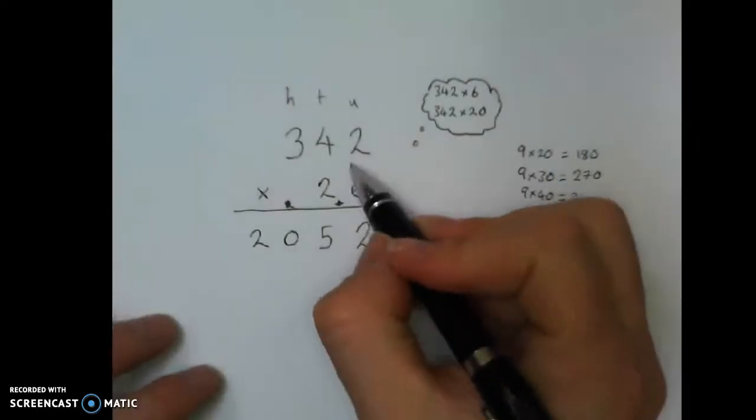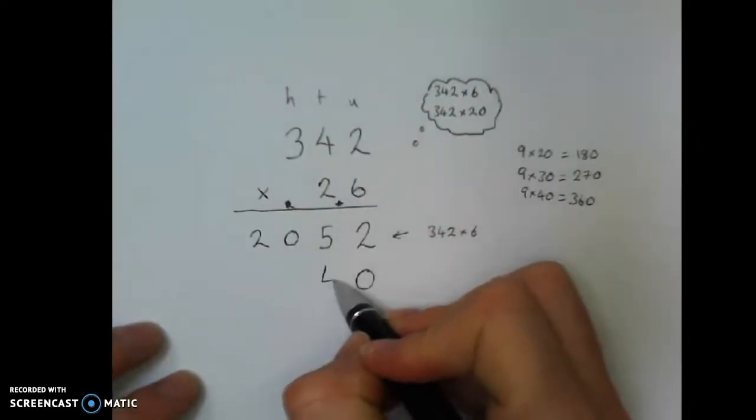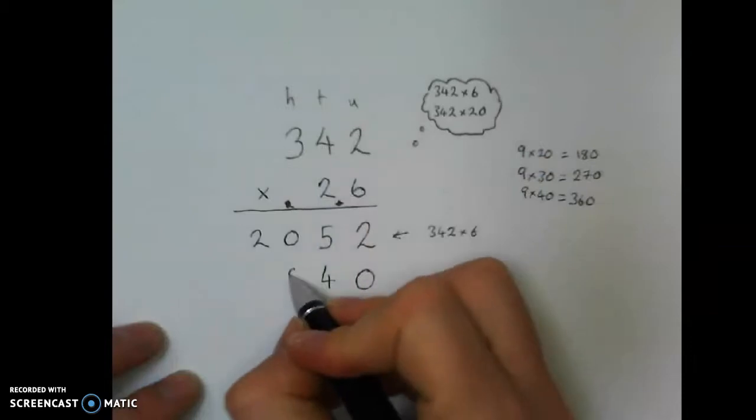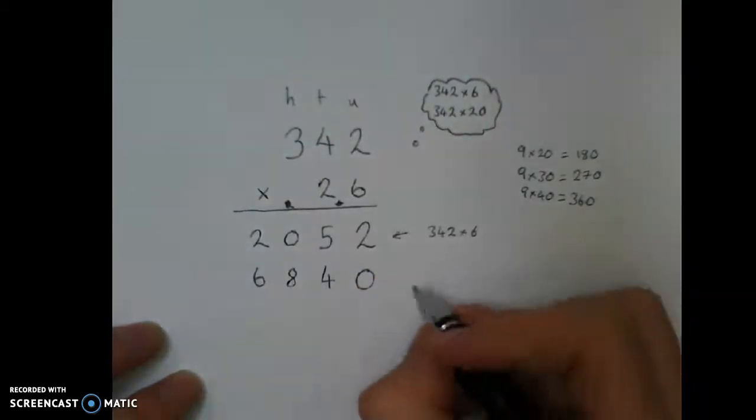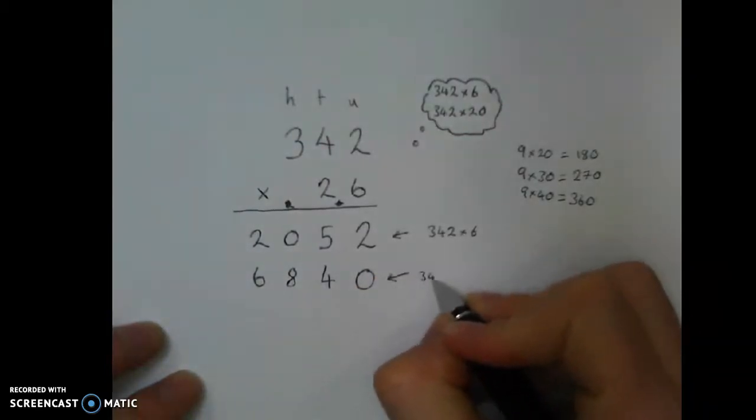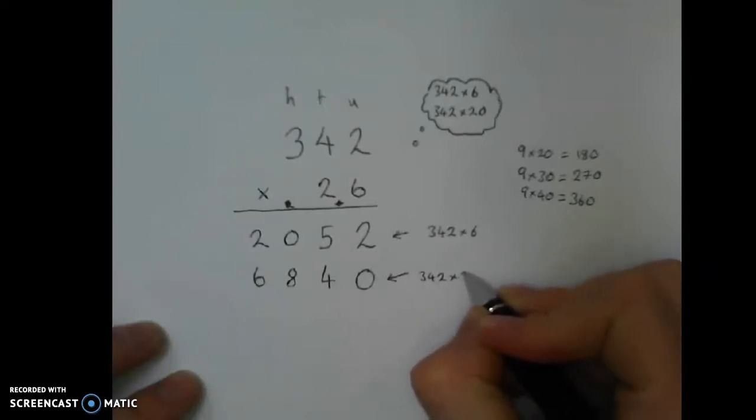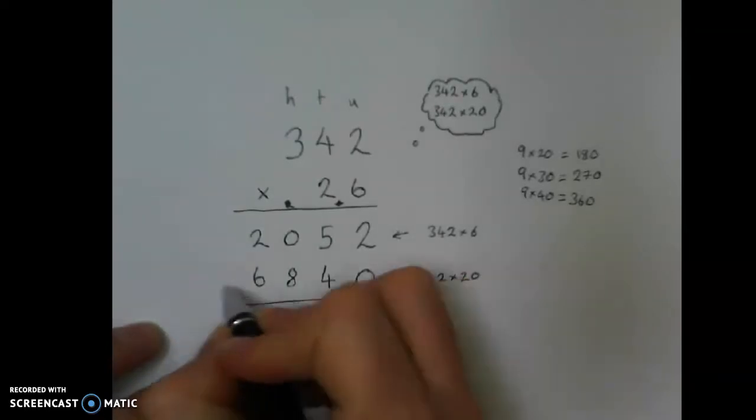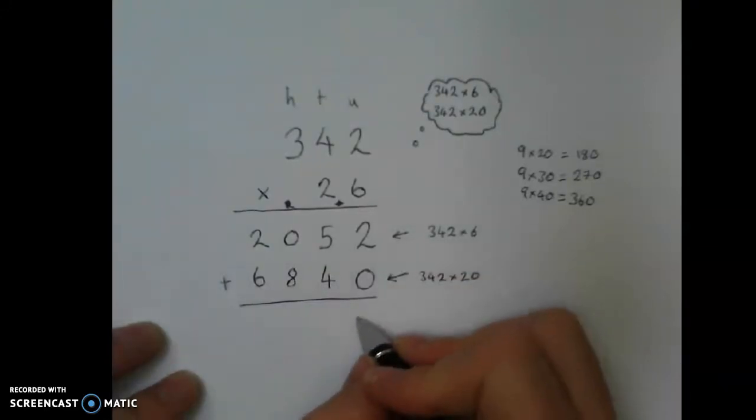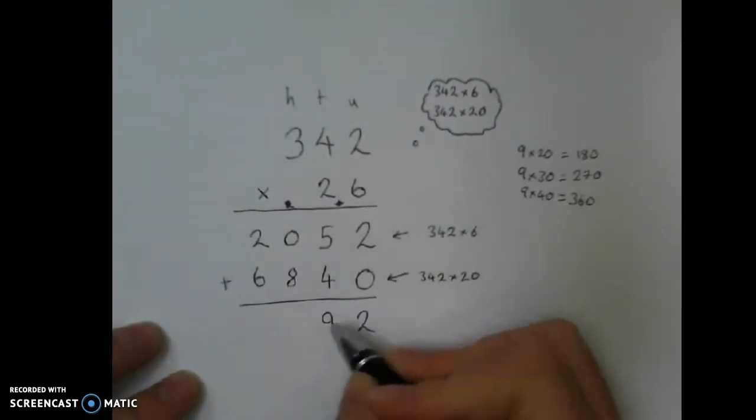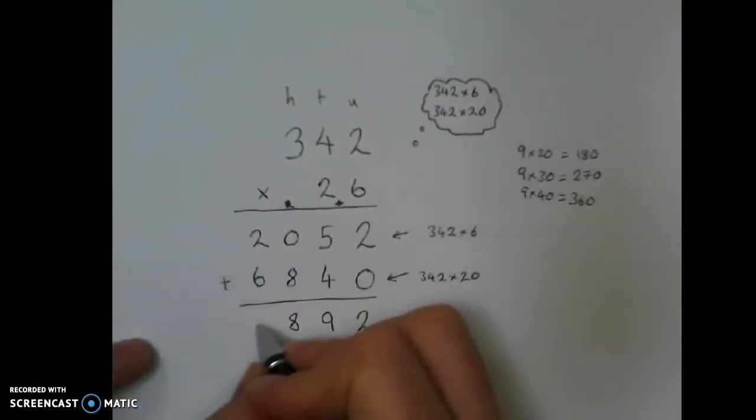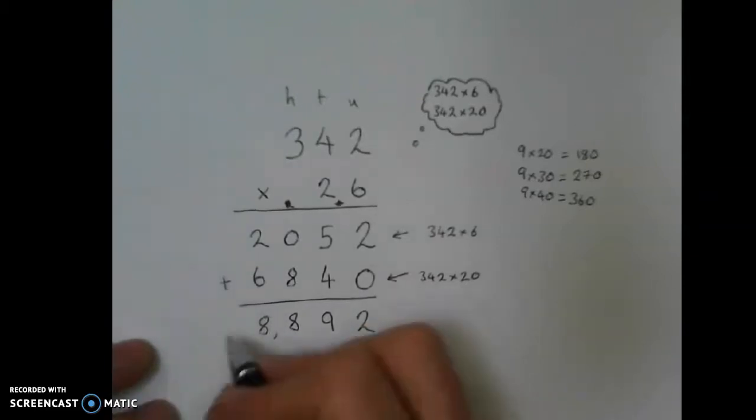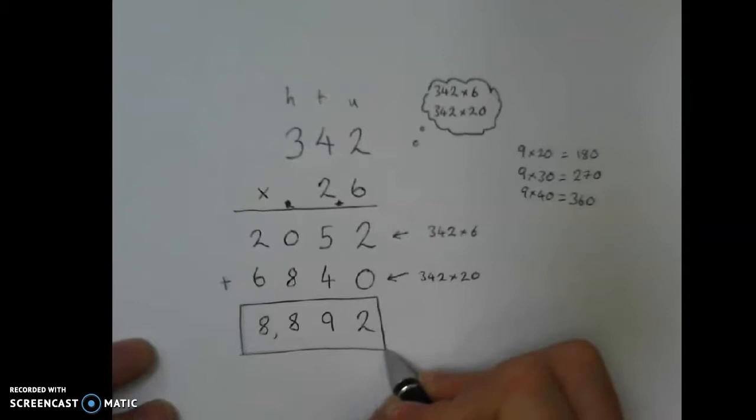Right, so let's do this nice and quick. 2 times 2 is 4. 4 times 2 is 8. 3 times 2 is 6. And that right there is 342 multiplied by 20. And then we add them up. 2 plus 0 is 2. 5 plus 4 is 9. 0 plus 8 is 8. 2 plus 6 is 8. 8,892.